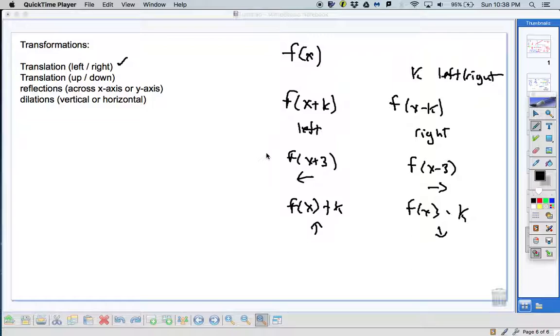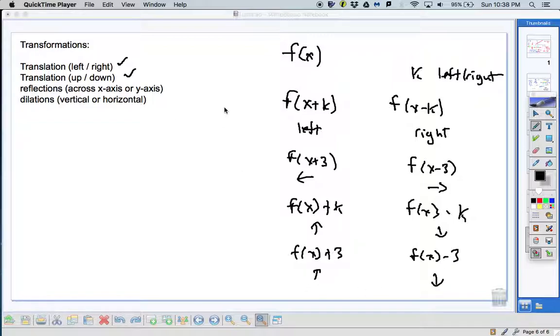So left and right, up and down. These are Algebra 1 review. If you need more help, make sure you ask about it. But x is opposite the way it looks, so the plus goes to the left, the minus goes to the right. The y, the outside one, up and down, is exactly the way it looks. So if I said f of x plus 3, this means up 3. And if I said f of x minus 3, this means down 3.